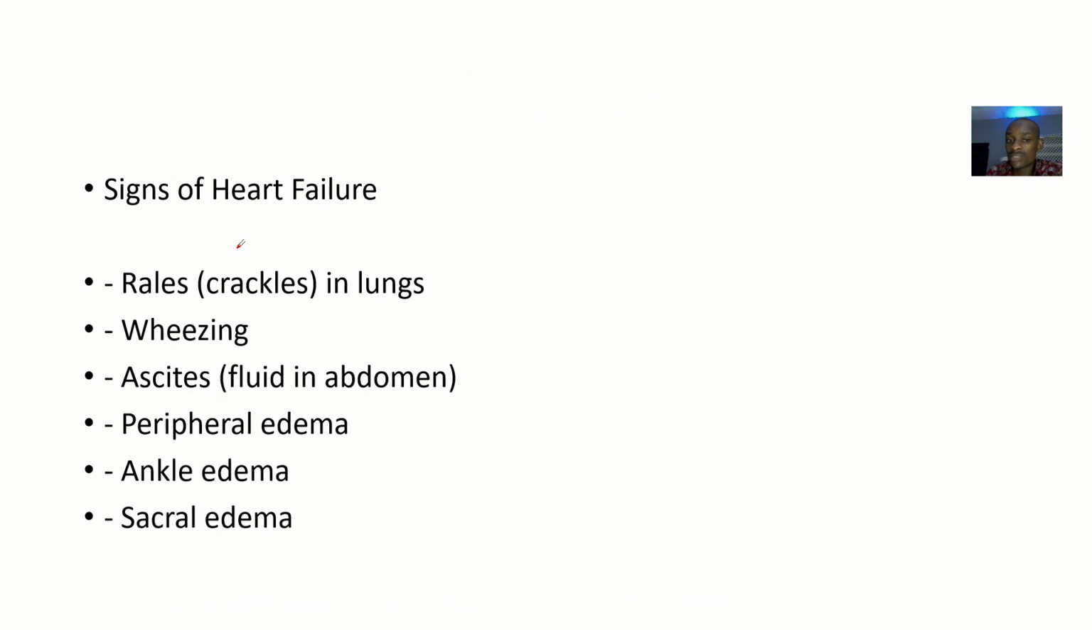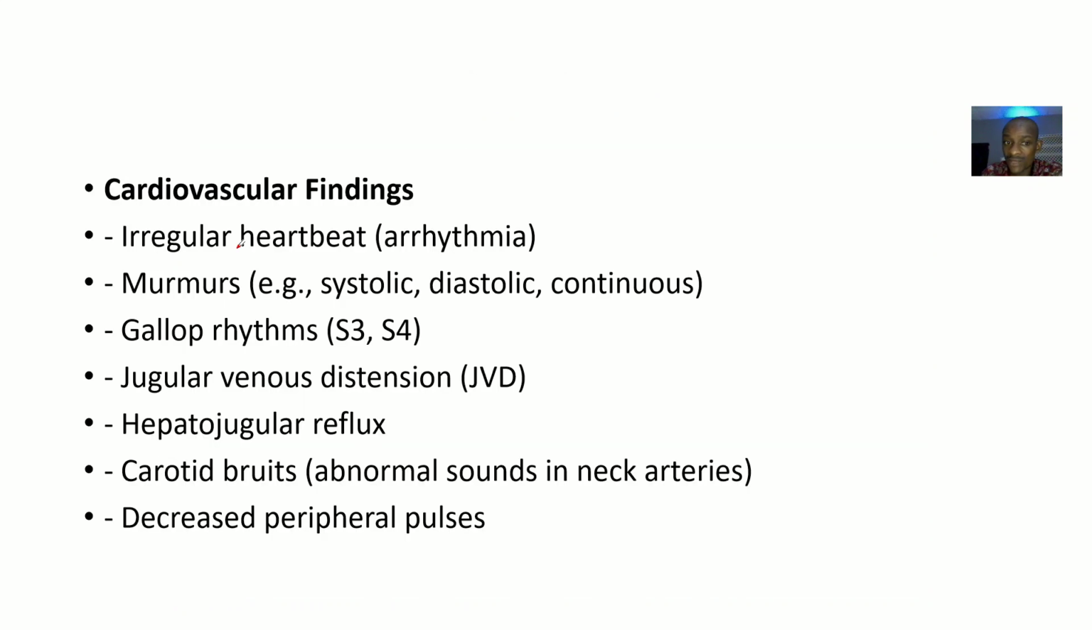Then next you do what? The specific examination of the system that you know is affected. Okay, so if you want to now examine the cardiovascular system, you are using your stethoscope and you are checking for irregular heartbeats. Is the patient having irregular heartbeats? Are they having murmurs? Are they having a gallop rhythm, like added heart sounds such as S3 and S4? All right. Normal heart sound is lub-dub, lub-dub. So if you're hearing an added sound, that means there's a gallop, right?